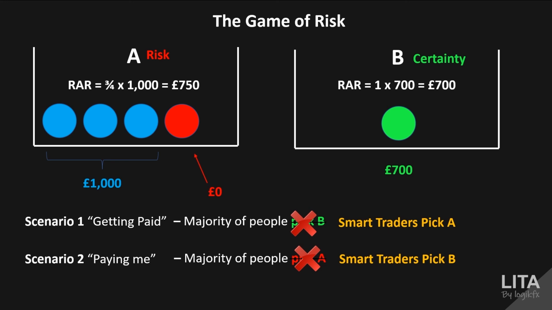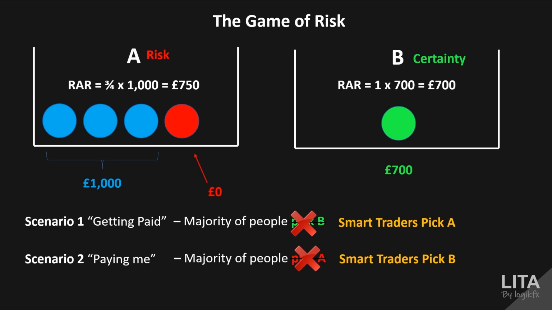Now in the second scenario, where you're actually paying out, when you're losing money, you're facing a negative outcome. And as you have to pay me, whichever model you pick, you either pay me £1,000, £0 or £700. The numbers don't change, except for the fact that you're paying out of your own pocket and you're not receiving that money. On a risk-adjusted payoff basis, box A is still £750 and box B is still £700. But if you put your hand in box A, you're taking on risk, and if you put your hand in box B, you're certain to pay out.